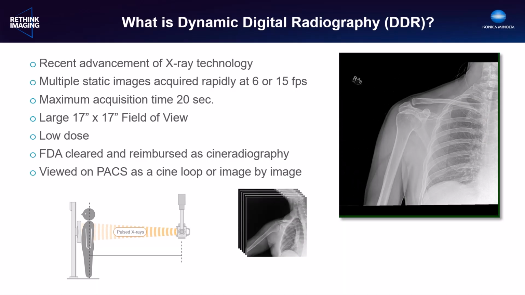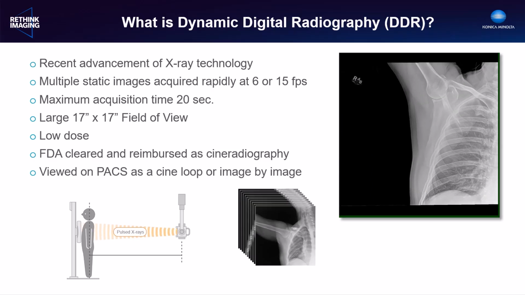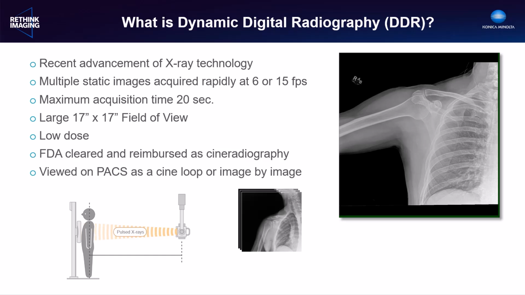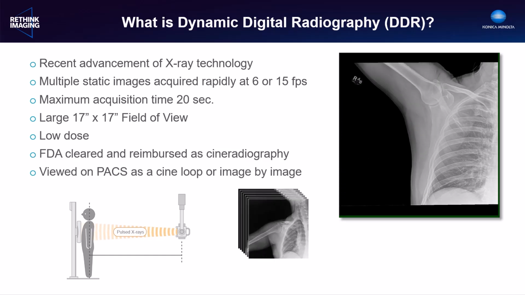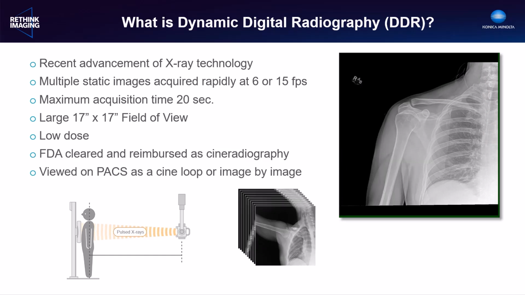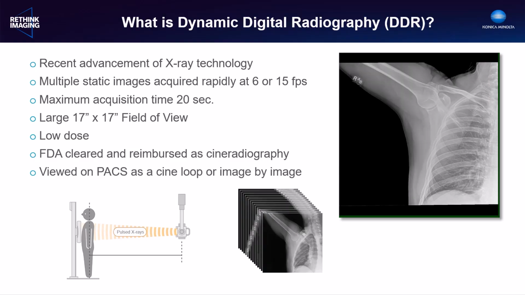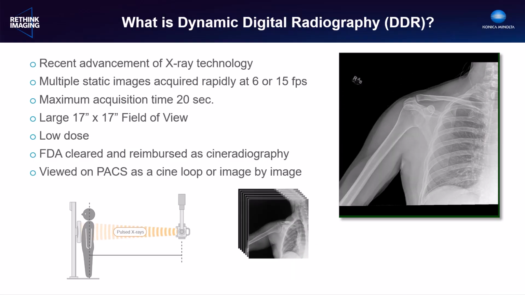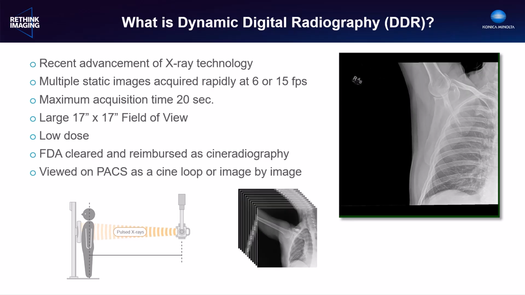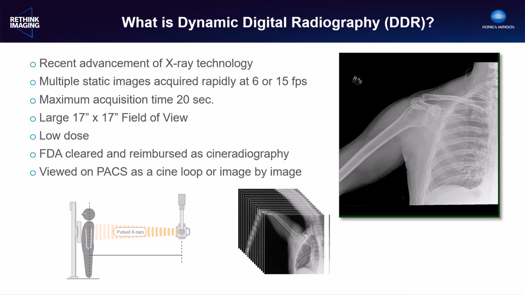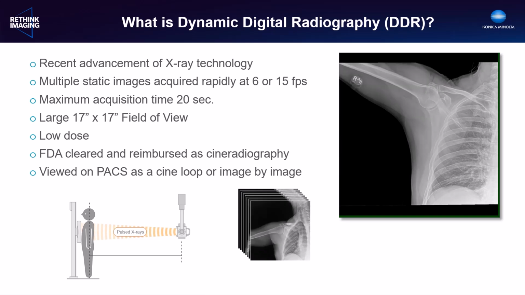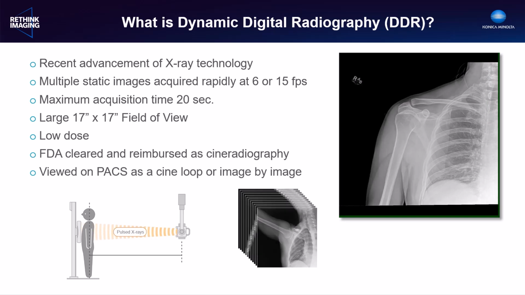What is dynamic digital radiography? Dynamic digital radiography, or DDR, is a recent advancement cleared by the FDA in late 2018 that enables the acquisition of a series of static images at 6 or 15 frames per second. With current implementations of this technology, the maximum acquisition time is 20 seconds, and it can be acquired over the full 17 by 17 inch field of view of a large format flat panel digital detector.